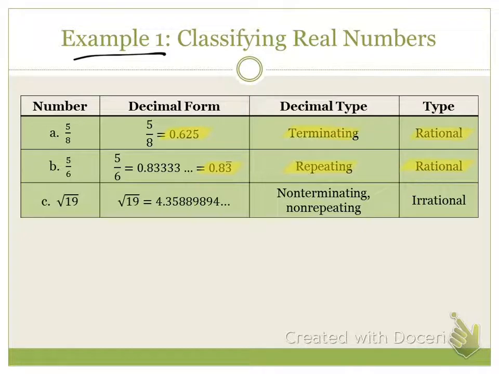But notice the third one, the square root of 19, produces a decimal of 4.35889894, and it keeps going. There's no pattern to my decimal. It does not end, so I classify it as non-terminating, non-repeating, and it is irrational. Okay, do you see the difference between rational and irrational?